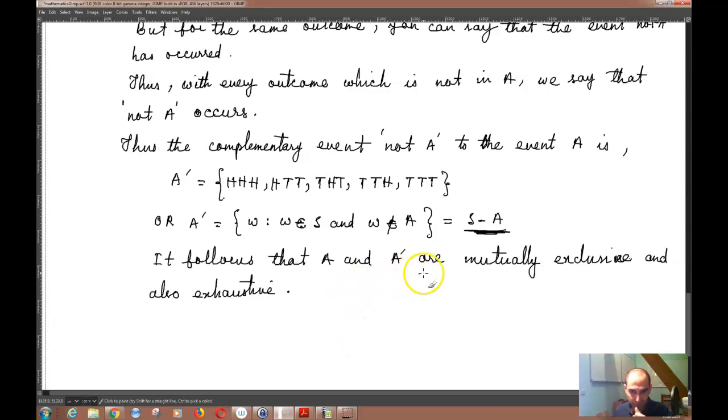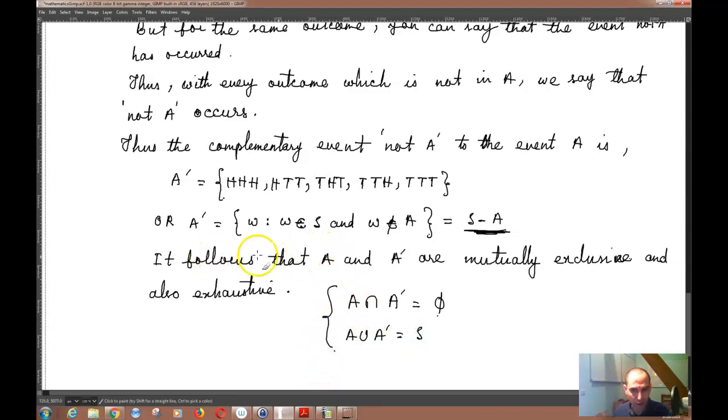Meaning that when you say mutually exclusive, what that means is that when you write A intersection with A prime, that is equal to the null set. There is no member that they have in common or share. And when you say that they are exhaustive, that means that A union with A prime is equal to S. That is always the case.